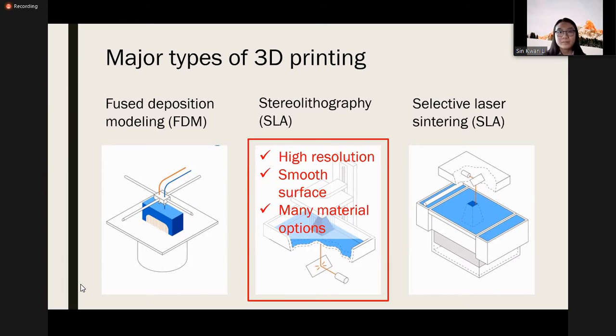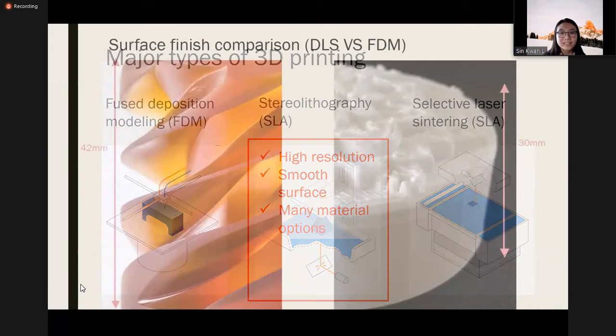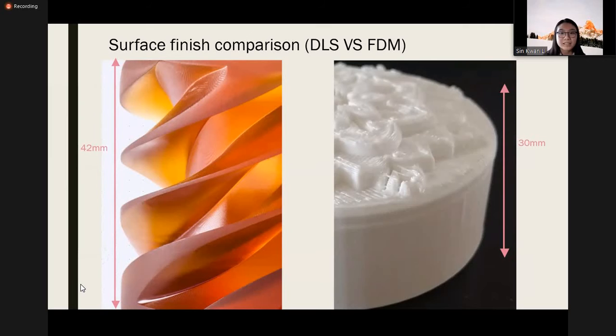Does anyone remember the box that I showed you at the beginning? It coincidentally has a similar size to the screw compressor rotor produced by Carbon. So let us have a side-by-side comparison between the surface finish of DLS and FDM. As you can see, the difference is pretty visible, so the DLS one is better than the FDM.